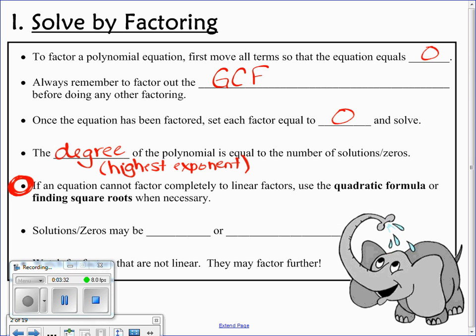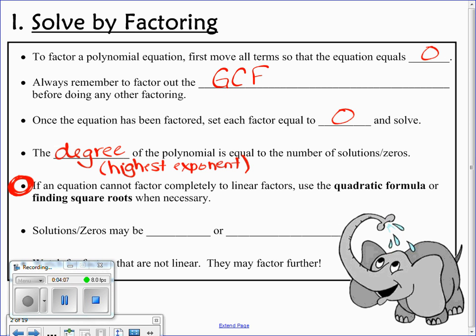True or false? The quadratic formula can be used to solve any equation. I said any equation. I heard a true, I heard a false. Marcus, why'd you say false? Because you're just assuming I'm tricking you? You're right. It is false. The quadratic formula is used to solve any quadratic equation. If I have an x cubed equation, I can't use the quadratic formula. It has to be an x squared equation, then I can use it. So just be careful on that one.